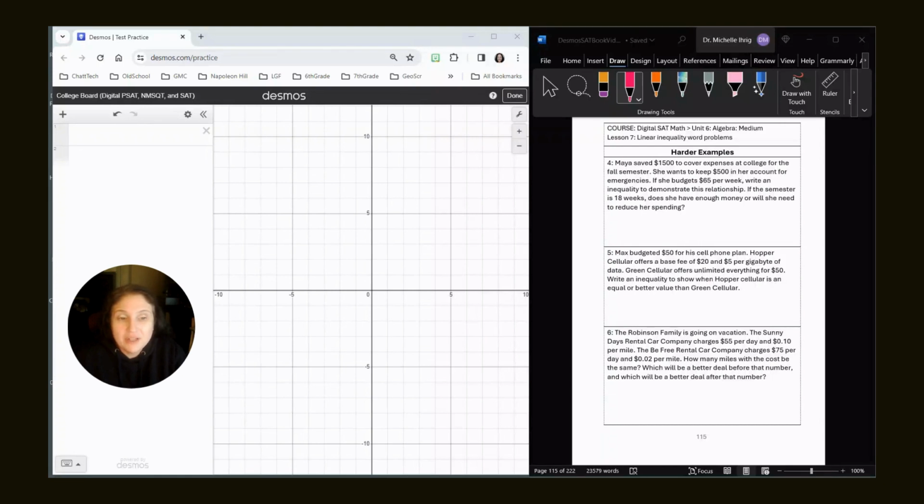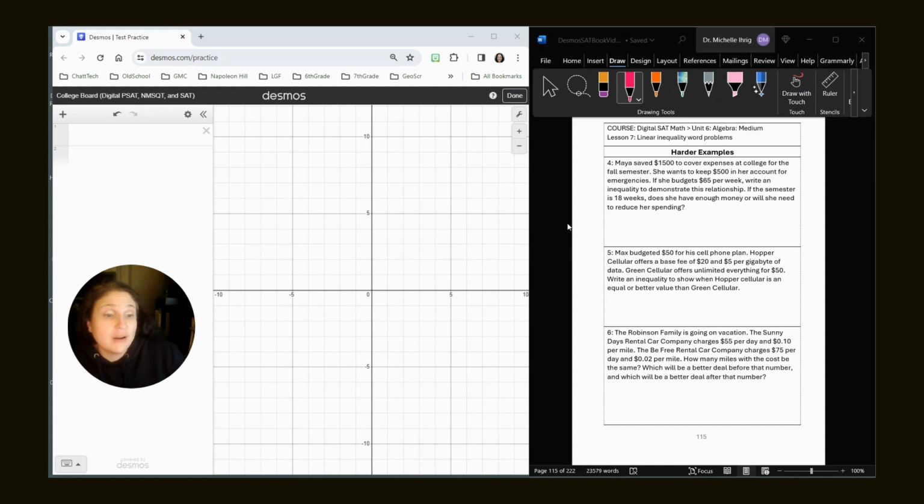Maya saved $1,500 to cover expenses at college for the fall semester. She wants to keep $500 in her account for emergencies. If she budgets $65 per week, write an inequality to demonstrate this relationship. If the semester is 18 weeks, does she have enough money or will she need to reduce her spending? And remember, a lot of the units 6, 7, 8, and 9 questions are multi-step, unlike the questions we saw in 2, 3, 4, and 5.